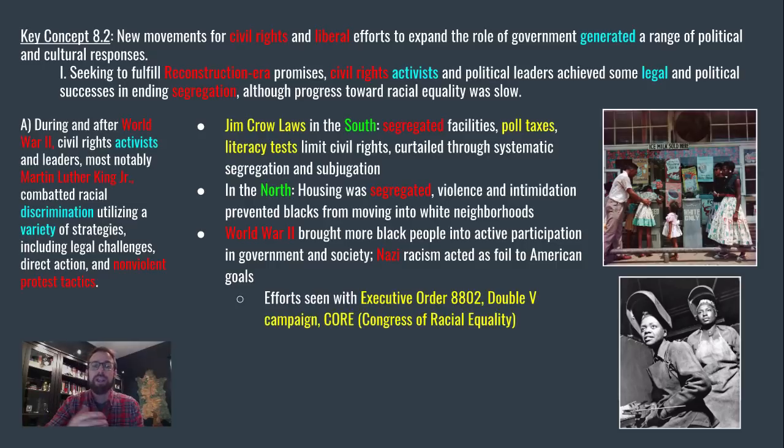Some steps forward: the Executive Order 8802 that we talked about during World War II, desegregating wartime industries, which of course was created because of pressure put on FDR by the Black community threatening a march on Washington. This was part of the Double V campaign, the idea of victory abroad, victory at home, regarding civil rights, and it's during this context that the Congress of Racial Equality formed, one of these early civil rights organizations that will continue to exist in the civil rights movement proper.